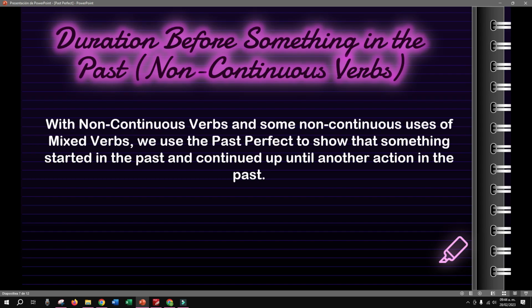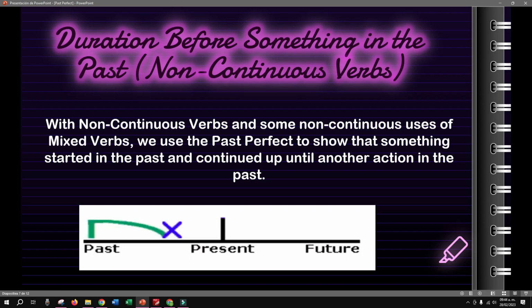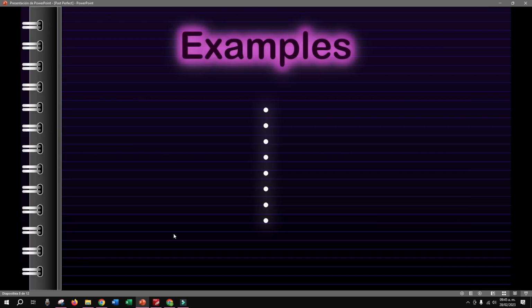So with non-continuous verbs and some non-continuous uses of mixed verbs, we use the past perfect to show that something started in the past and continued until another action in the past, but all in the past, right? This is an action that started here and continued until it finished, but in the past also, right? So there you have that. Examples.